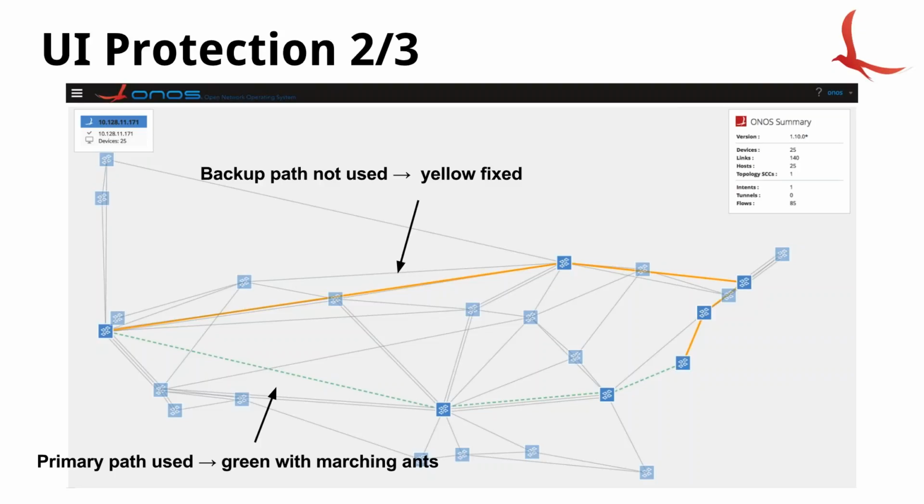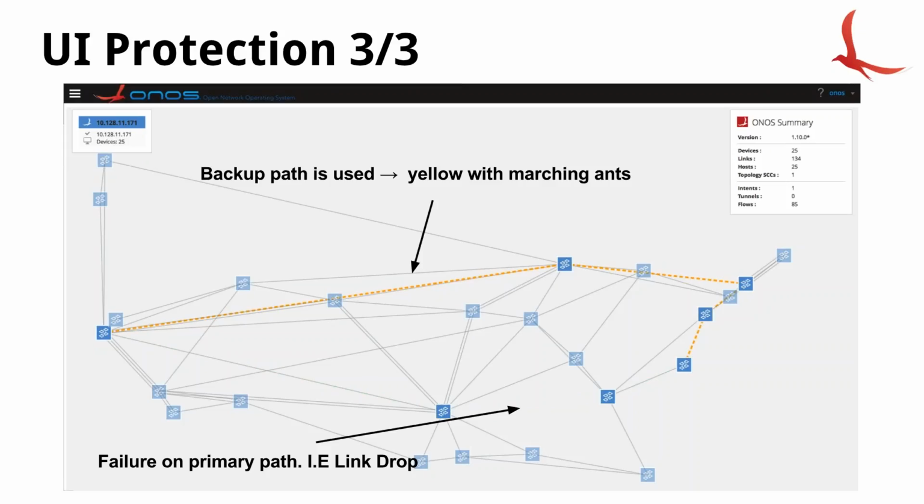Jan, go please to the next slide. If a link or some failure occurs on the primary path, it reverts to the backup path automatically without having to contact ONOS. That's the whole idea of the protection. We will not show the backup path as green, but only yellow, to signify that something is still wrong inside the network, but with the marching ants, so the traffic is flowing over there. That's the idea.